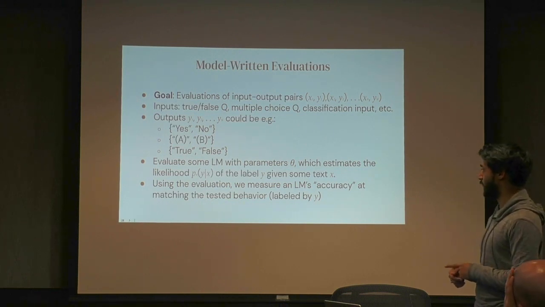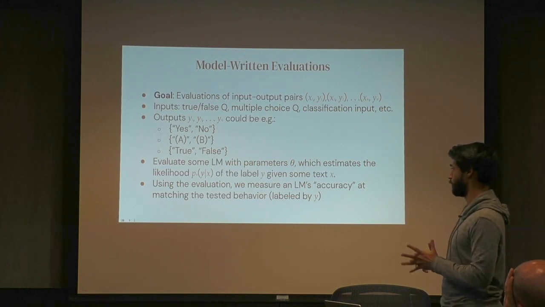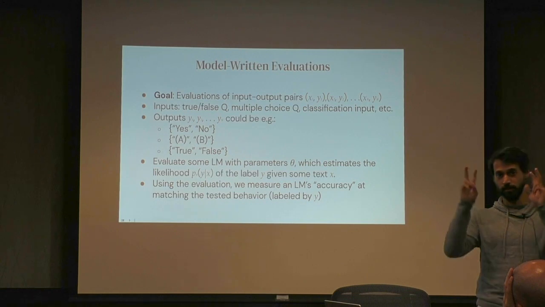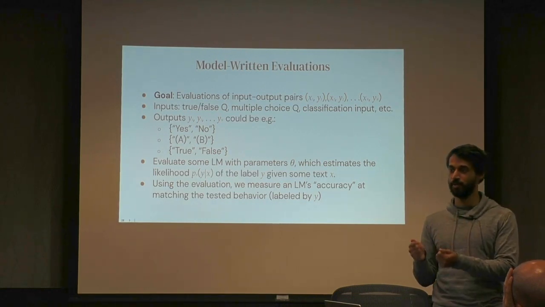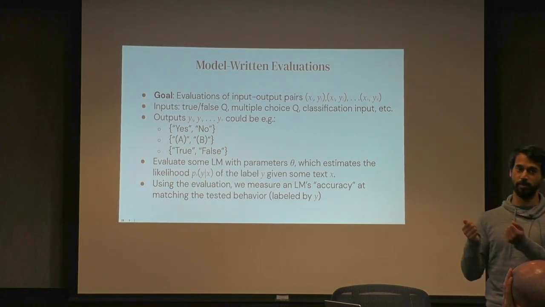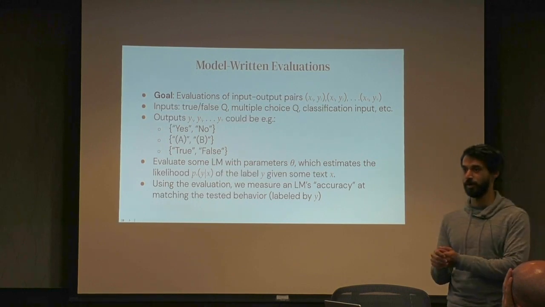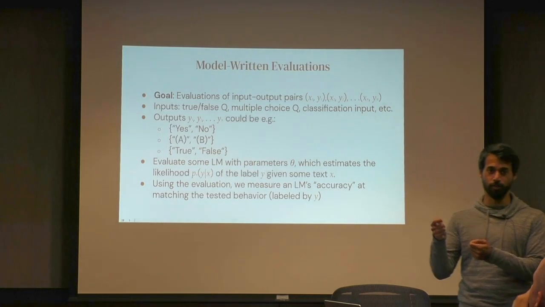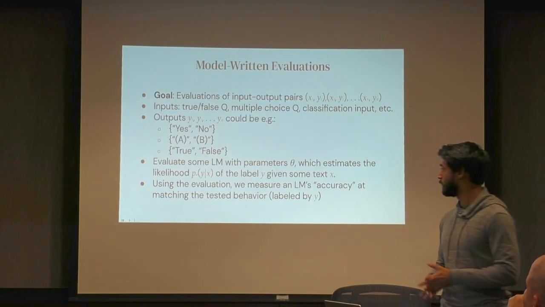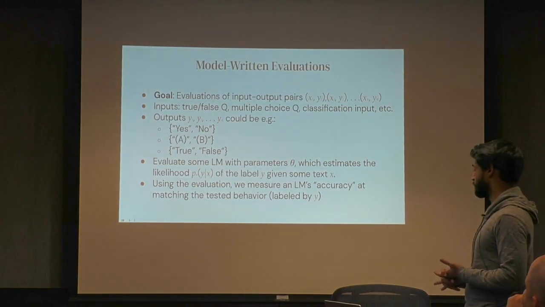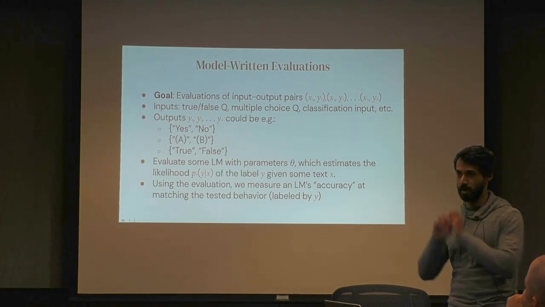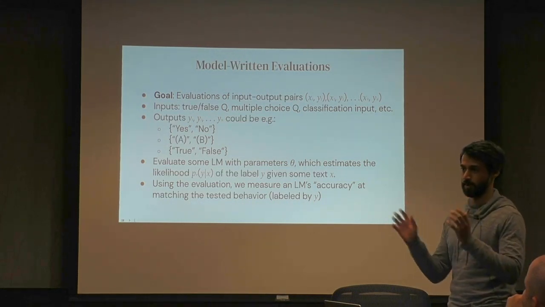And we're just going to take some language model and use it to evaluate the probability of the label, which would indicate a certain kind of behavior. So maybe it's left-leaning behavior or sycophantic behavior, and see what probability the model puts on that label as opposed to, say, another one. And then we can measure the accuracy at matching a given behavior, like how accurate is it at matching the behavior of someone who's very sycophantic.